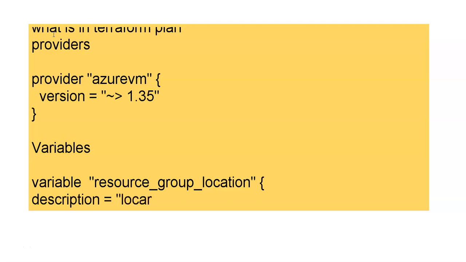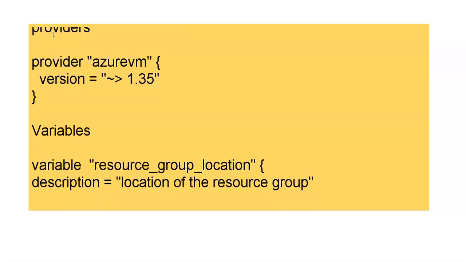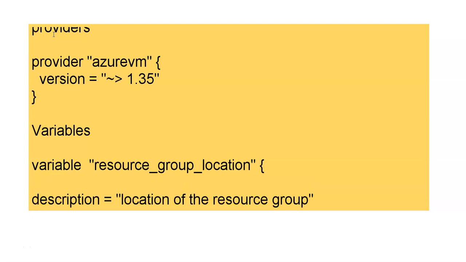Location of the resource group. I'll close it. And optionally, I can define a default value as well. I'm going to define the variable as a resource group location. I'm not letting a user decide which location to use. I'm just specifying the default value for this variable would be Central India. So I have defined a value for this variable.